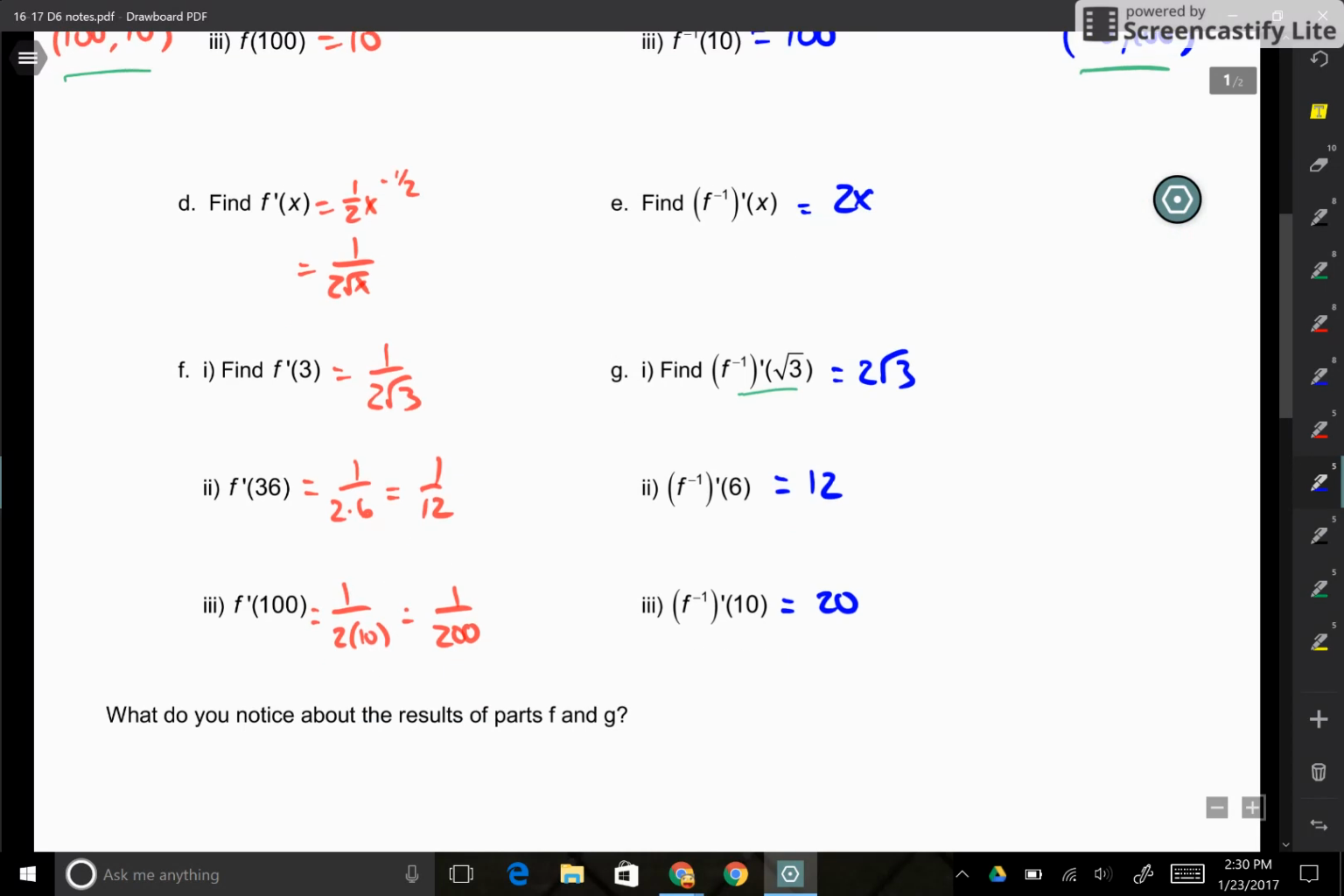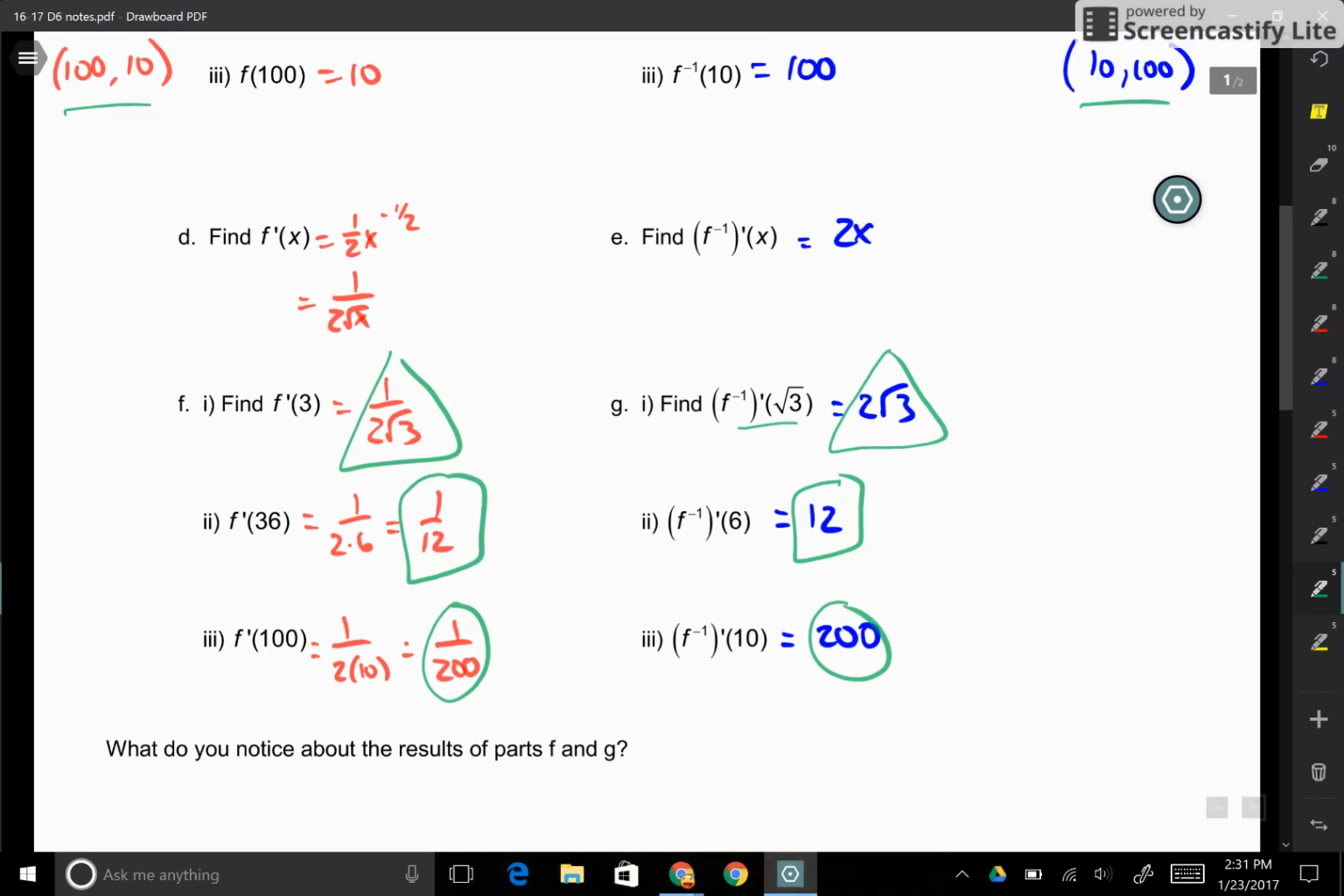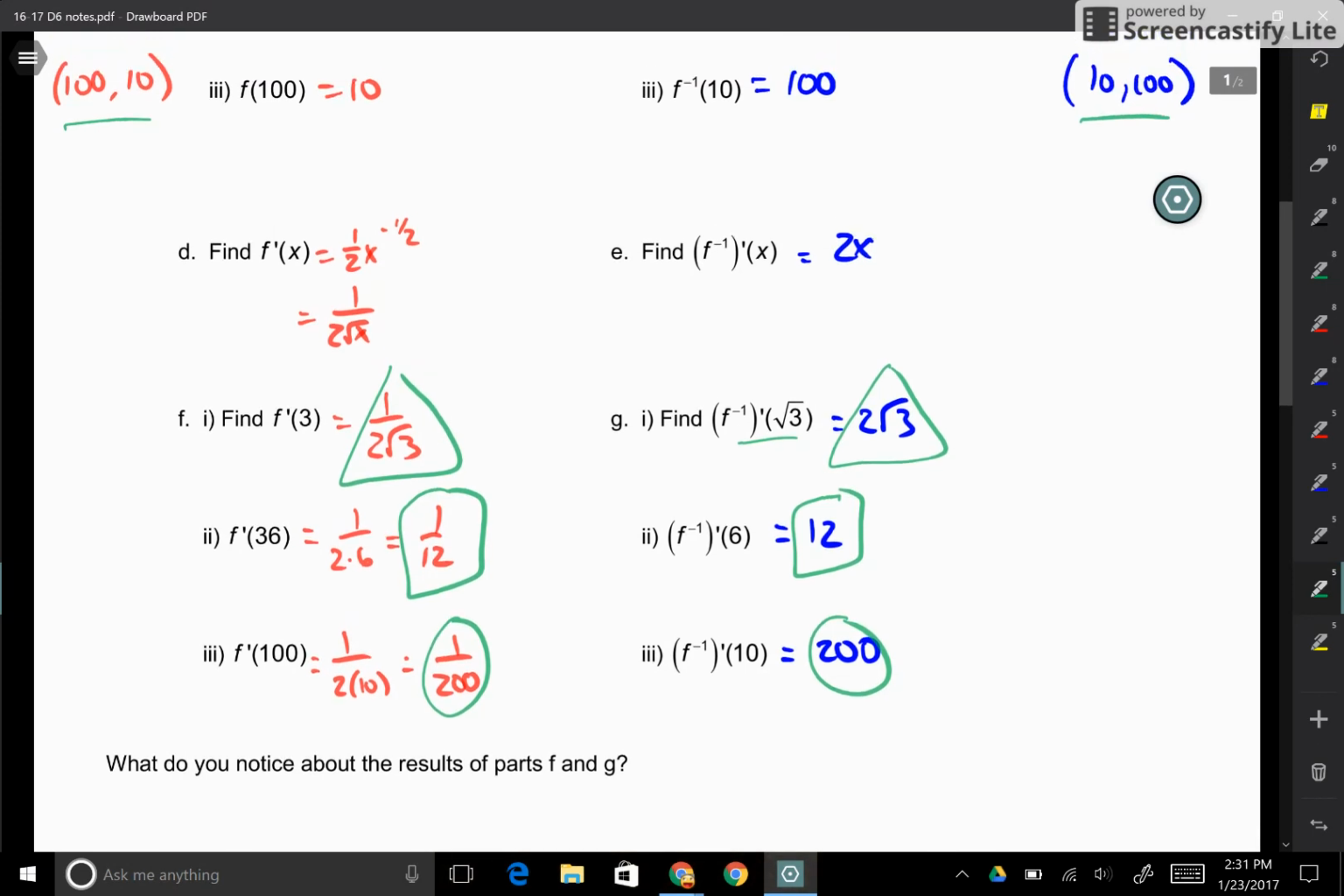Now my question down at the bottom of the page is, what do you notice about the results of parts F and G? Well, I notice that in every one of these cases, I've got 1 over 200 here. Whoops, I wrote 20 and I meant 200. Here's your relationship. What do you notice about each of these? I'm hoping that you notice that these are each reciprocals of each other. Well, what did those points have to do with each other? On the top of the screen, you see the point on the red one.